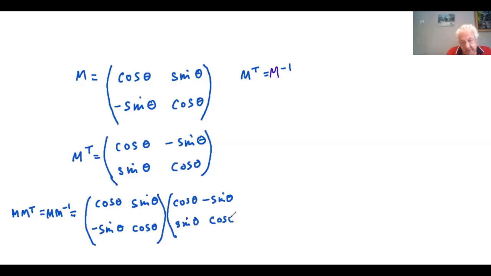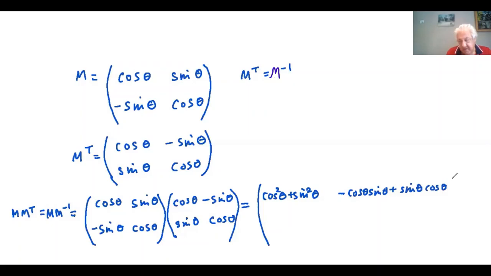It's a little bit long, so I hope I've got enough room. Right, first thing is cos squared theta plus sine squared theta. Probably I shouldn't need to write this down, because we know this is one of the trigonometric identities, and this is equal to 1. This row and this column. Now I'll do this row and this column. So this time I've got minus cos theta sine theta plus sine theta cos theta. You can see that this is going to be 0.